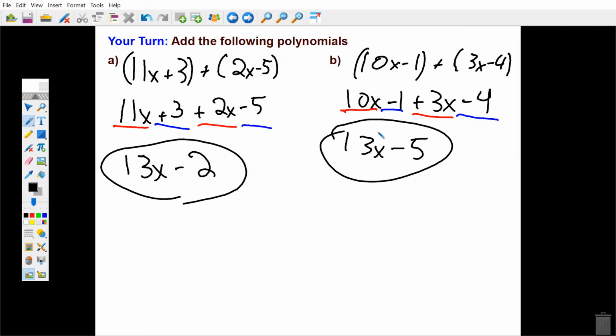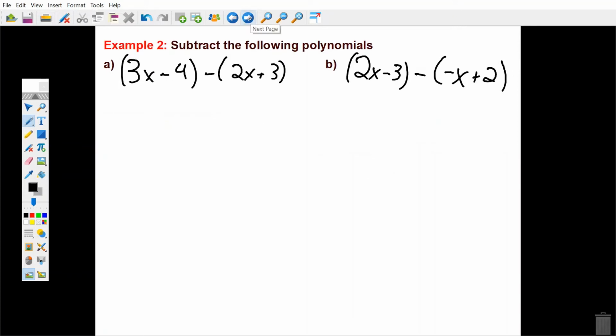Now, moving on, let's try one where there is a subtracting question. So in this first one, we've got 3x minus 4 minus 2x plus 3. When there's a subtraction sign before the brackets, this is important because this subtraction sign is not just with the 2x, but it is with the 2x and the 3. So the first step is we have to distribute this negative sign to everything in those brackets.